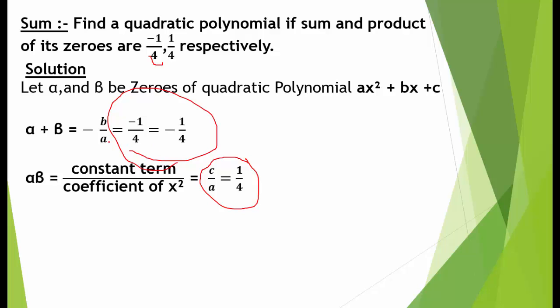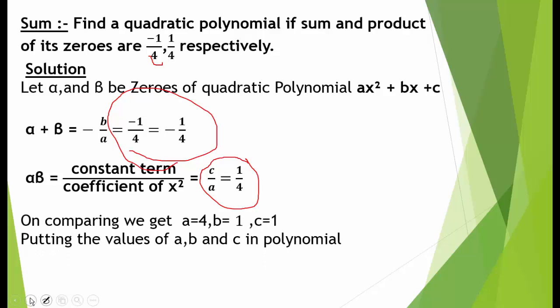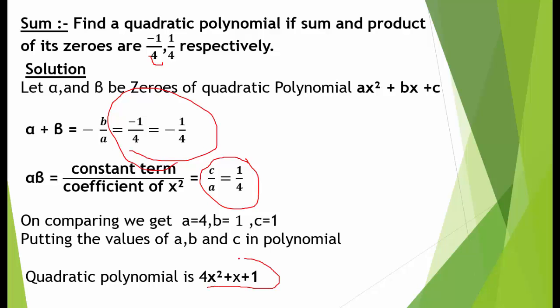तो कंपेयर करेंगे तो हमें क्या मिलेगा, a equals 4 in both this equation and this equation, and from both we will get a equals 4 and b equals 1 and c equals 1. Substitute the values and we will get polynomial 4x square plus x plus 1.